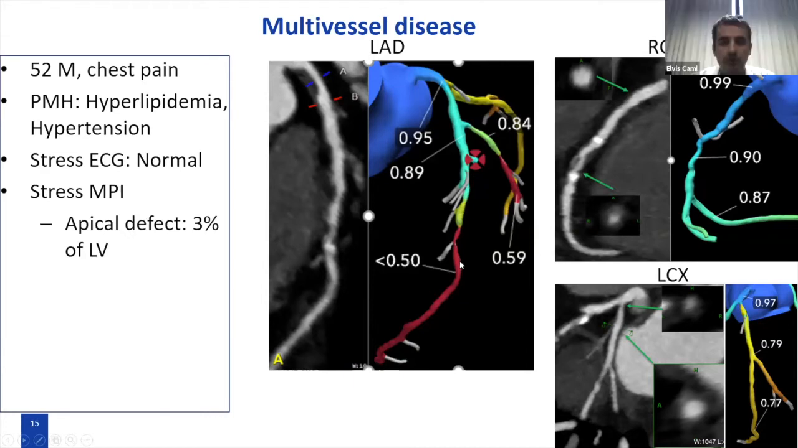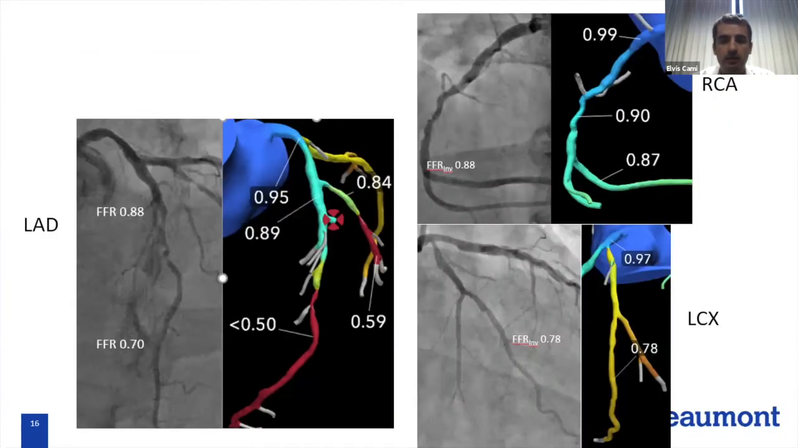You can see that the FFRct becomes positive here at less than 0.5. A lot of disease in the right coronary artery, a lot of disease in the circumflex as well. In the circumflex, FFRct is positive, but the FFRct of the RCA is negative. It's above 0.8. So this patient went to the cath lab and they measured the invasive FFR, which is considered the gold standard, in all three vessels.